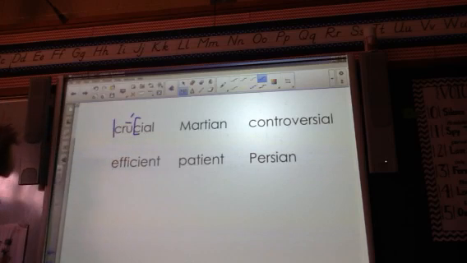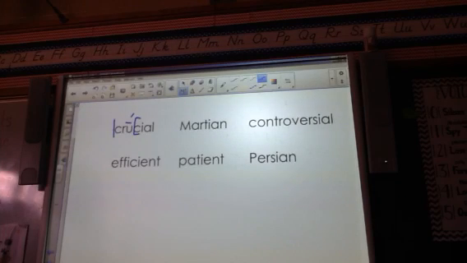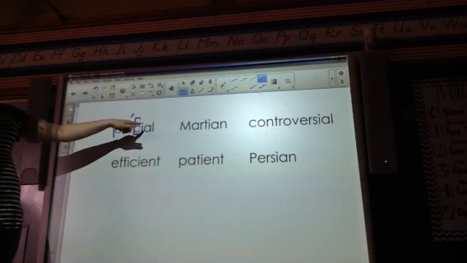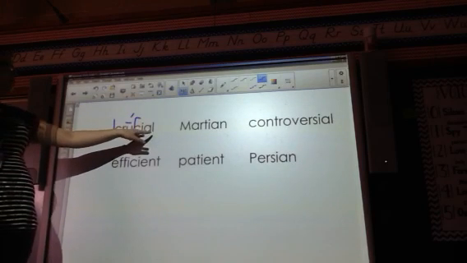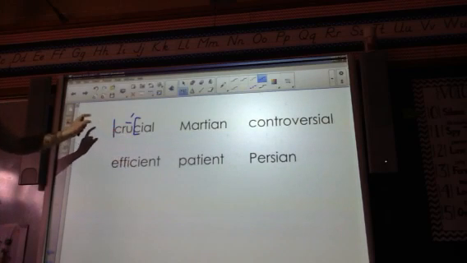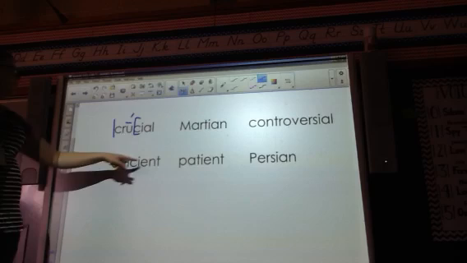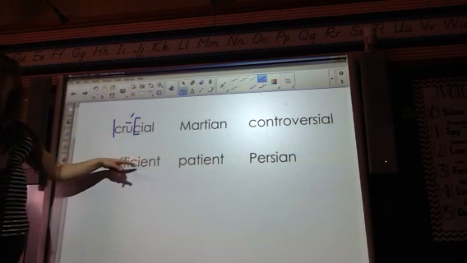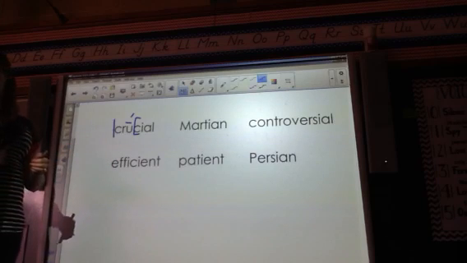What is this word? Can you sound that out? We just said that C-I can make the sh sound, and this vowel is going to make a schwa sound. So this last part says shul. Crucial. Okay? Crucial. What about this one, Jaden? What am I going to do?